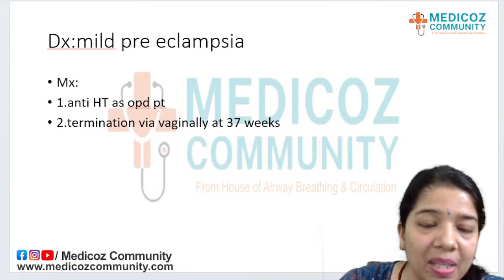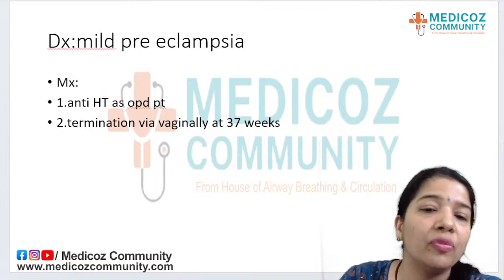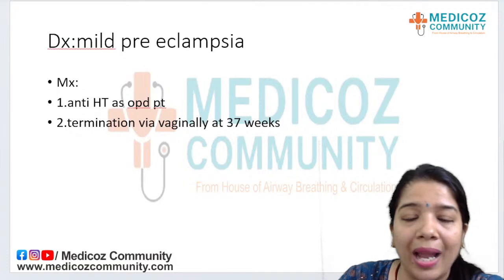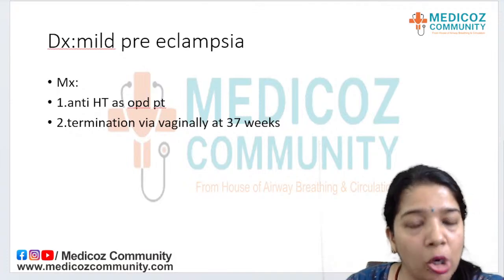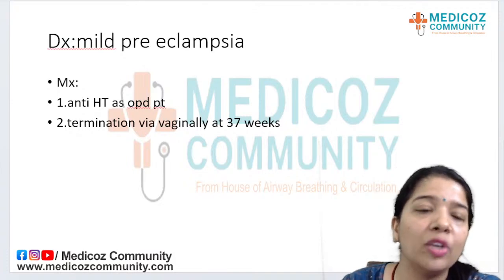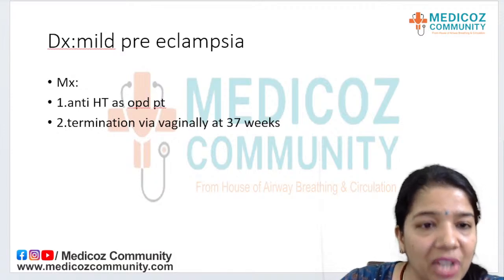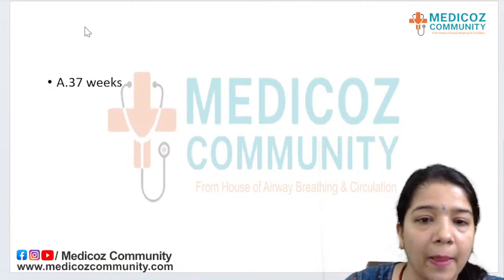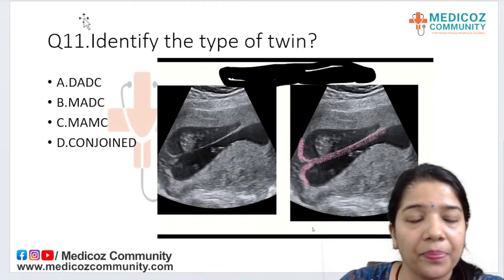Okay. So preeclampsia per se is not an indication for cesarean. Remember that. You have to see the obstetric factors also. If they are also not supportive, then you will take for cesarean. Otherwise, vaginal delivery can also be considered. The answer will be 37 weeks.